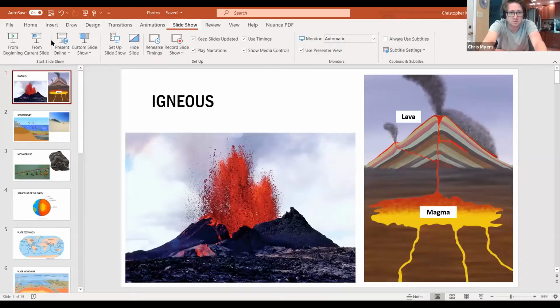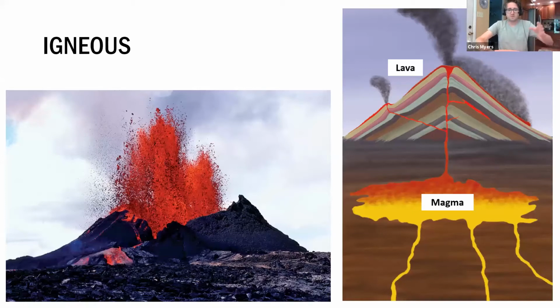So I am going to hop over here and start the slideshow from the beginning. Here we have examples of igneous rocks. They form from volcanoes. They're super cool. And off to the side here, to the right, we see a description of a volcano where we have this chamber below, and that's filled with magma. And then when it erupts out of Earth's surface, we call it lava. So that's how these two igneous rocks form.